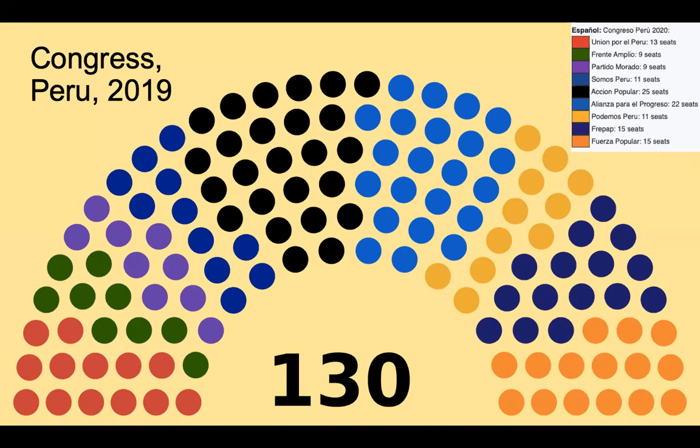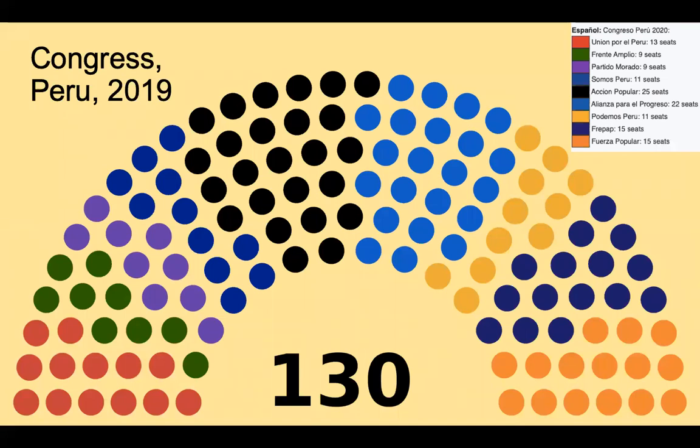So Jeffrey points out that Uruguay has a unicameral chamber where Peru has a bicameral chamber, and that's a meaningful institutional difference that might become relevant when we analyze the performance of the legislature.